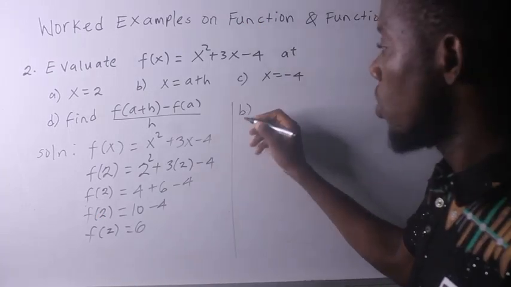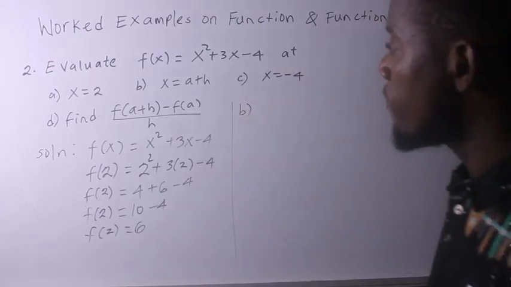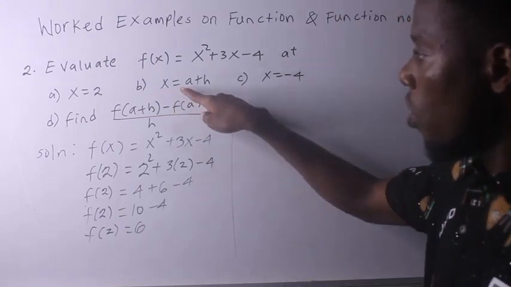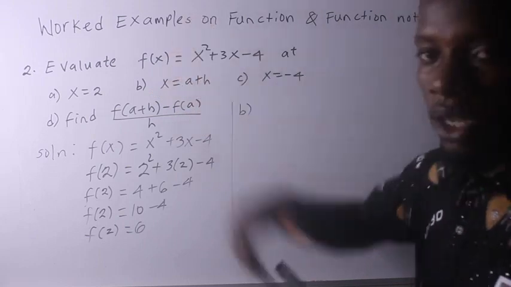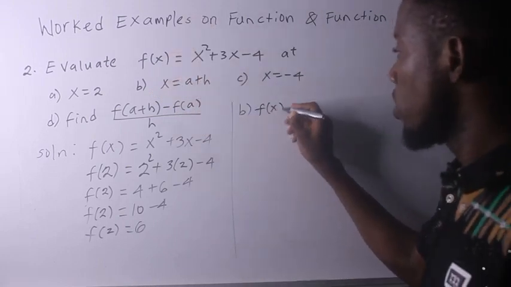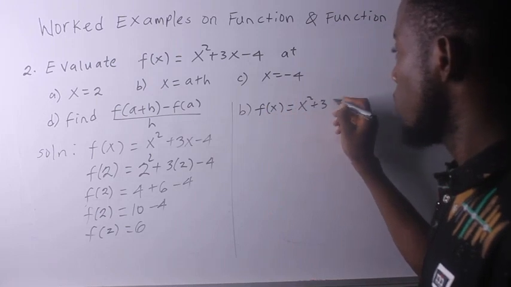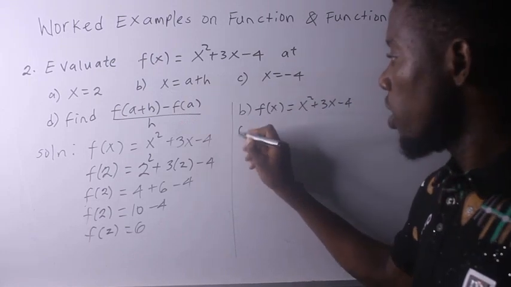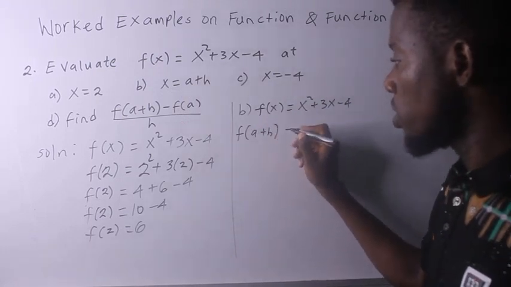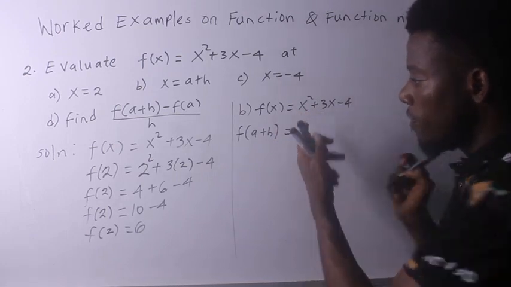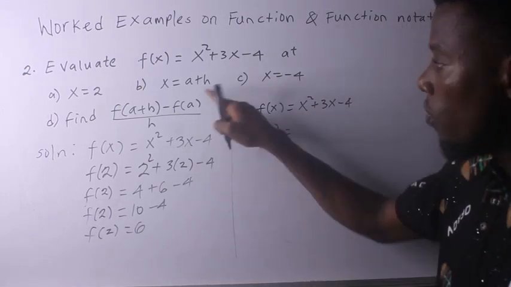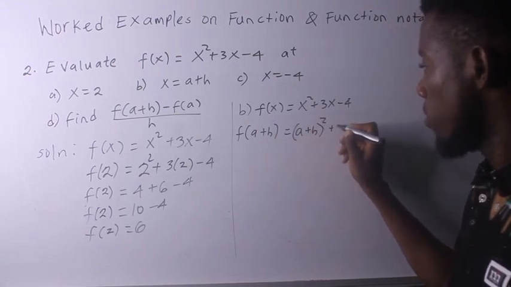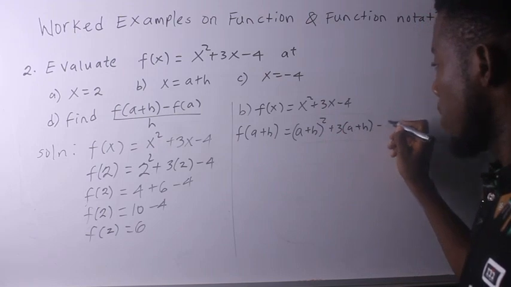So for B, we are told to evaluate f of a plus h. Let's quickly move on to evaluate f of a plus h, when x equals a plus h. So f of x is equal to x squared plus 3x minus 4. We replace x with a plus h. So f of a plus h is equal to, once we see an x here, we replace that with a plus h. So it's a plus h all squared plus 3 times a plus h minus 4.